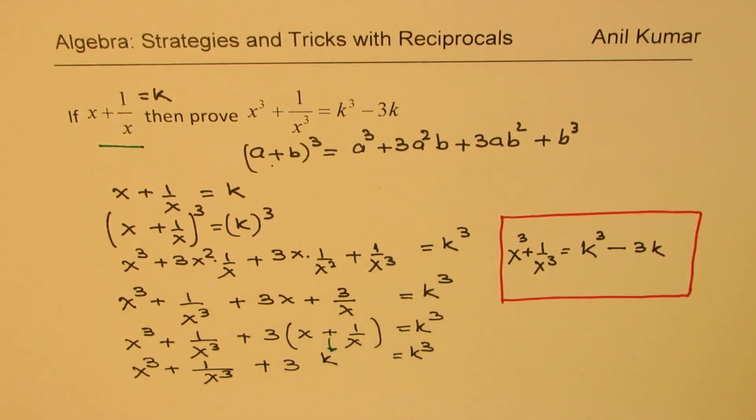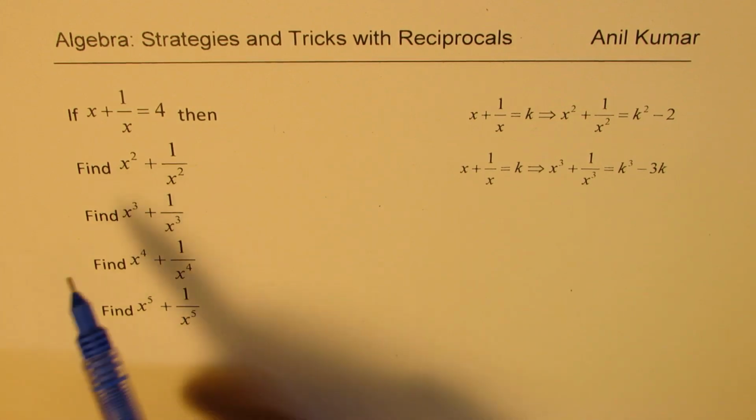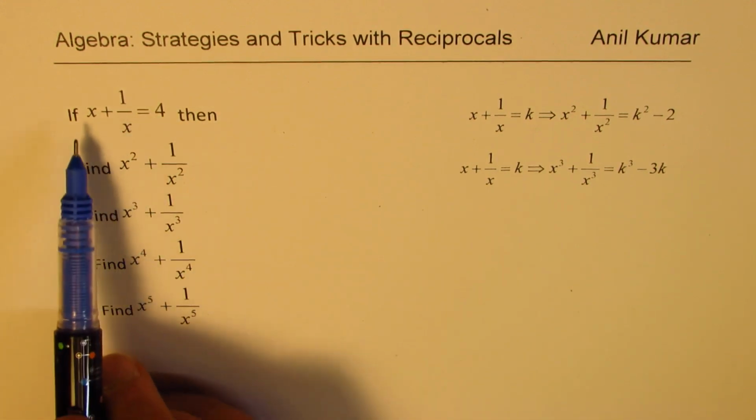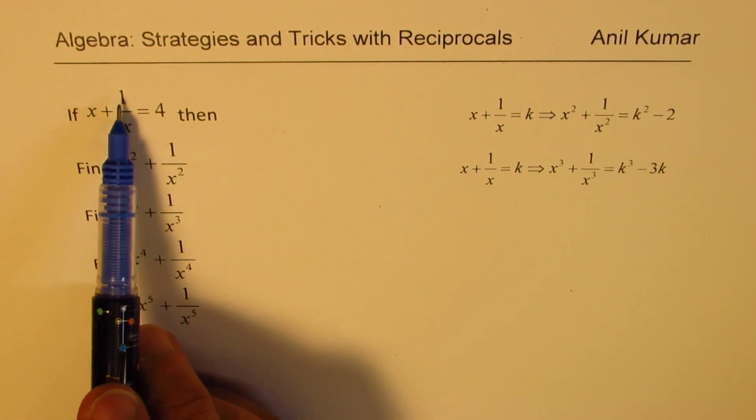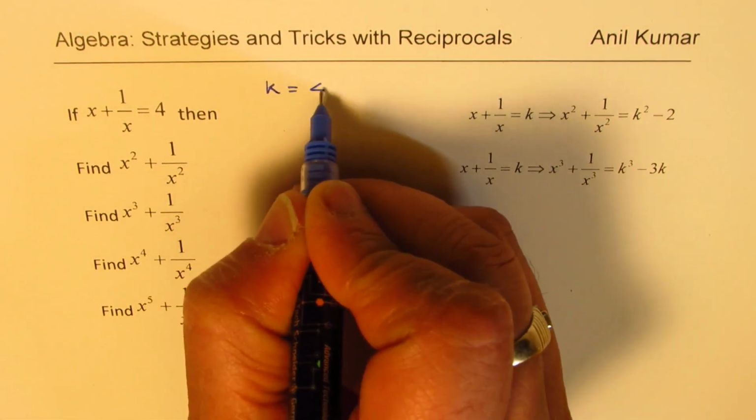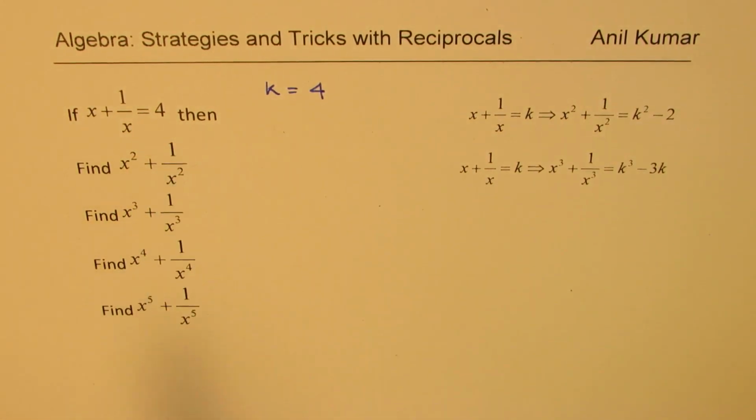Perfect. Now with these two formulas known to us, we can actually solve many questions which could be there in your test paper in this fashion. To take an example, I've taken a very simple example just to practice how to use the formula. You can always change this number to any number and work out. If you're given x plus 1 over x equals 4, that means the value of k is equal to 4 in our case, right? So what is the value of x squared plus 1 over x squared?